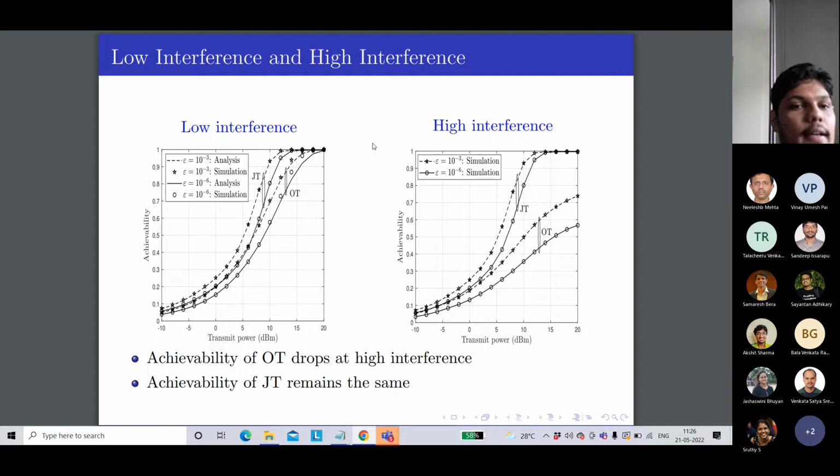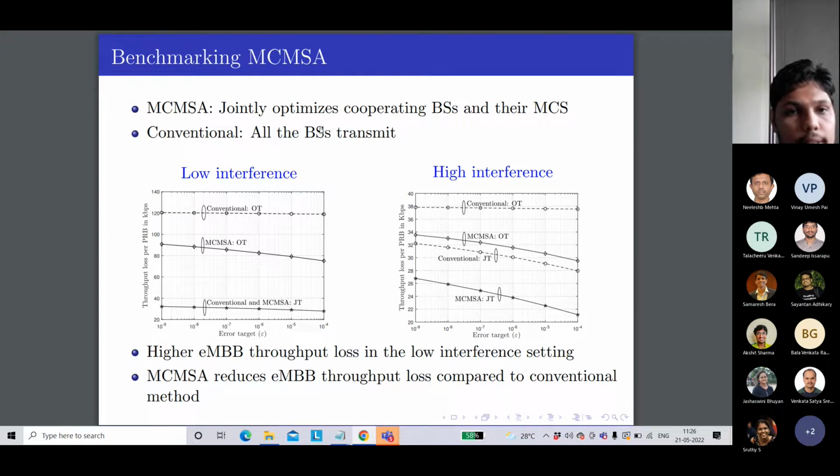Now let's see the next thing, which is the effect of the multi-connectivity MCS selection algorithm in reducing the eMBB throughput loss. So to benchmark the MCMSA, we show the results for the conventional scheme. In the conventional, all the base stations transmit, whereas for multi-connectivity, the algorithm jointly optimizes the cooperating base stations and their MCSs. We show the results for both low interference and high interference.